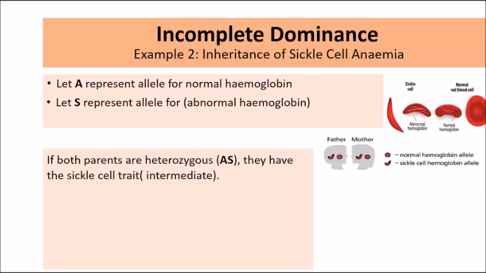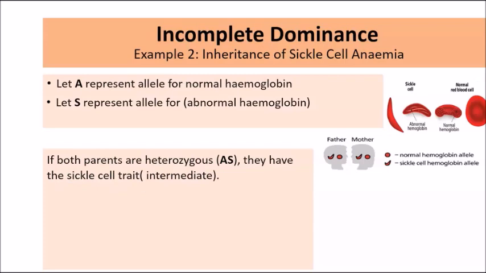Now you need to understand that if we have a heterozygous condition, a combination of the A and the S, so say the parents are heterozygous, they're going to have the sickle cell trait. This is the intermediate, the mixing of the traits, so both normal and abnormal hemoglobin. Pretty much they're going to have a combination of normal red blood cells and sickle-shaped red blood cells in their blood. So if the parents are both heterozygous, they're known to carry the sickle cell trait.